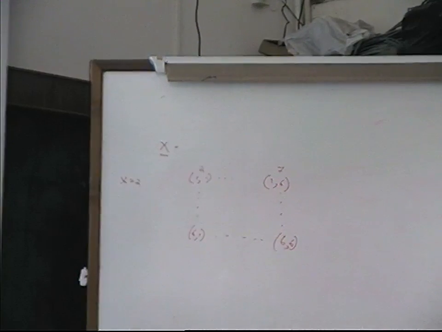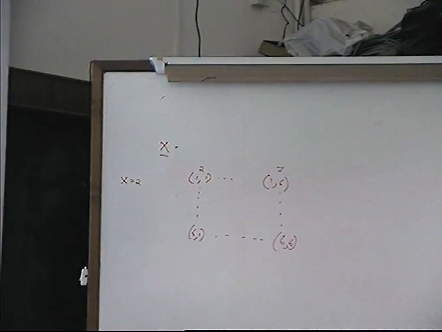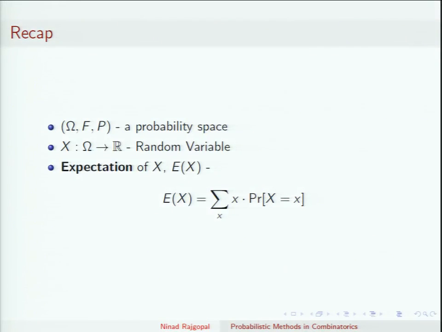Next, we look at the expectation of X, a random variable, where intuitively it is the weighted mean of the values which a random variable can take. So you sum over all the values of a random variable times the probability that it happens.